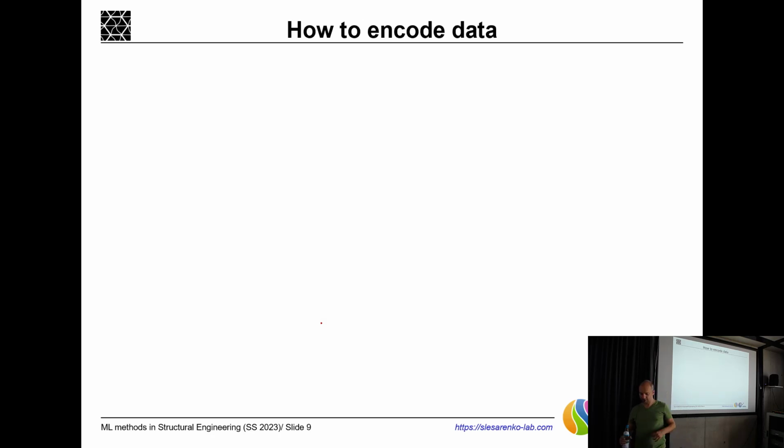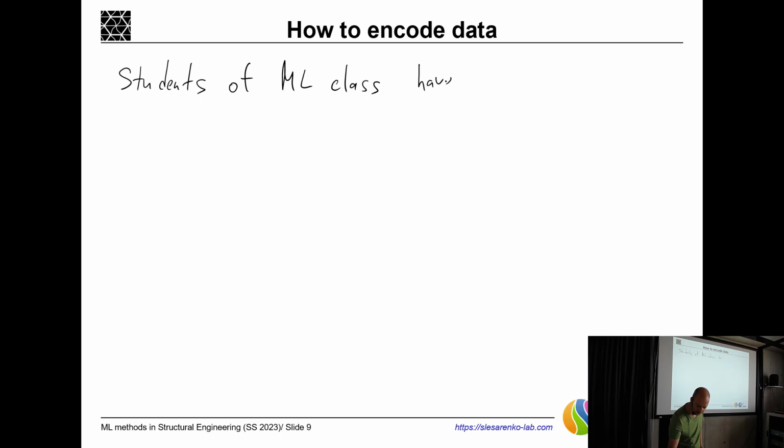So now the question is, okay, we go back to the text. Now the question would be for you, how do you think we can encode the data? How can we encode the text? So let's say we have a text like that. Students of ML class have bright, I think don't need a bright future.